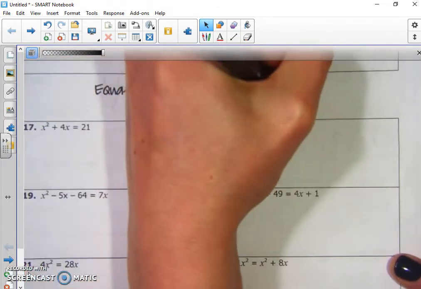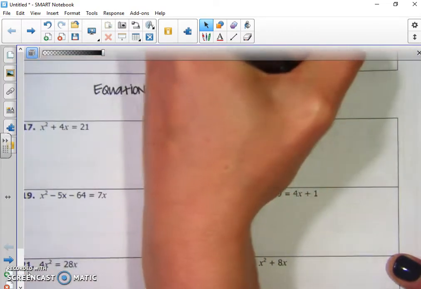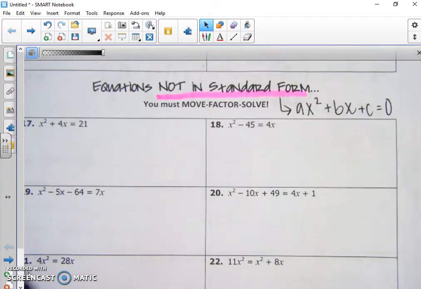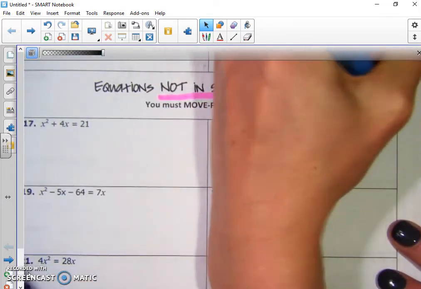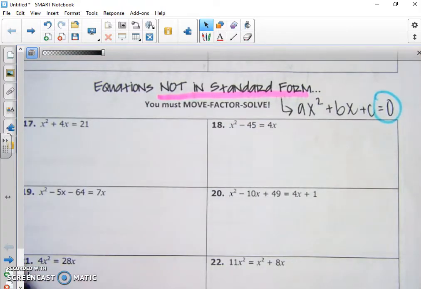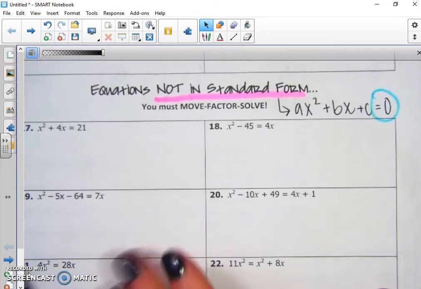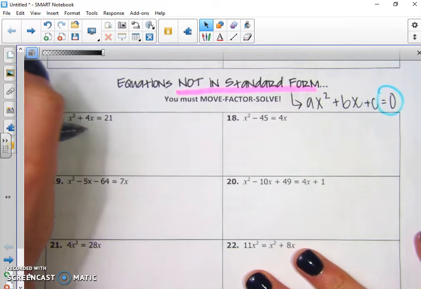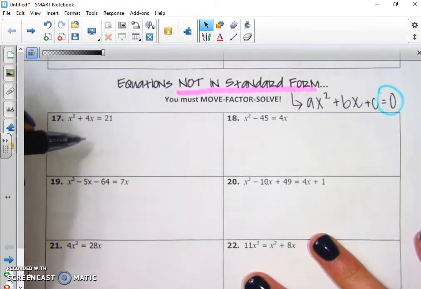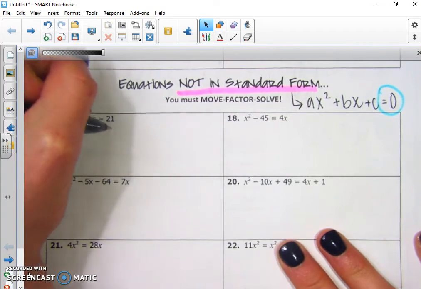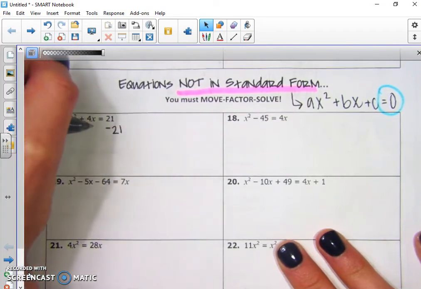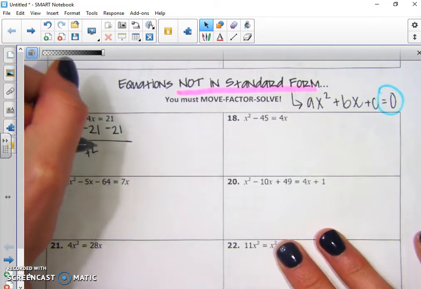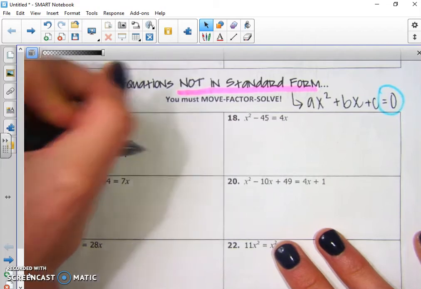So it looks like this: ax squared plus bx plus c equals 0. The important thing about standard form is that it's always equal to 0. All of the examples that we see here are not going to be equal to 0. They're going to be equal to something else. So for example, let's take a look at 17. You have x squared plus 4x equals 21. Well, I want it to say something is equal to 0, so I'm going to subtract 21 from both sides of our equation so that now we've got x squared plus 4x minus 21 equals 0.